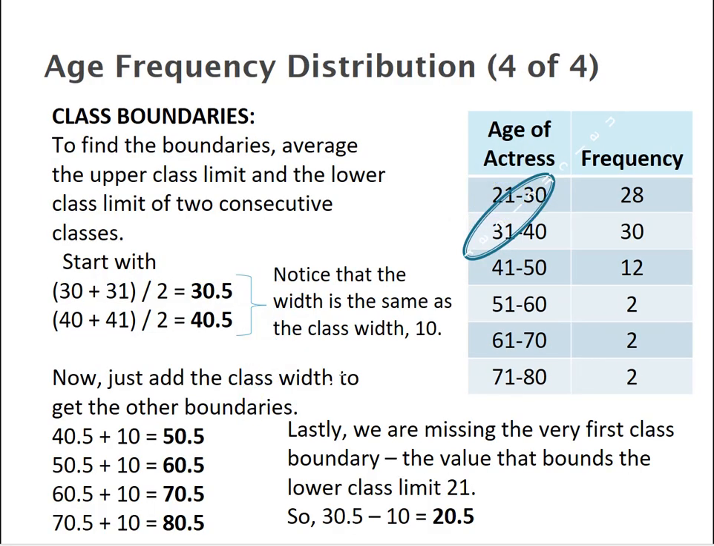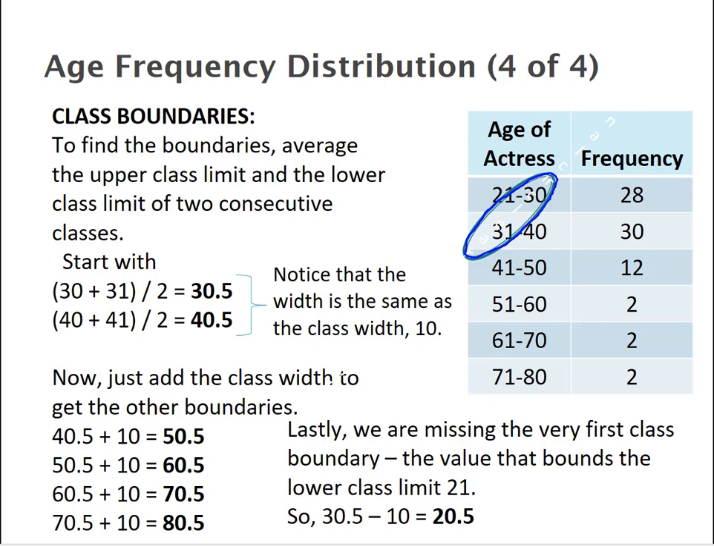So for part 4, we're going to look at class boundaries. So the class boundaries are going to be the average of the upper class limit of one class and the lower class limit of the consecutive class. So I'm going to start us off. I have my table once again for the age of actresses on the right hand side of my slide here, and I have circled the upper class limit rather of the first class, which was 30, and the lower class limit of the second class, which was 31.